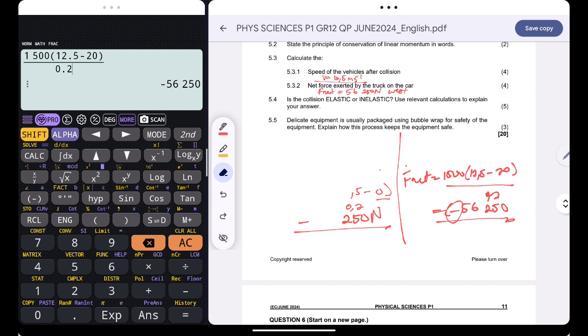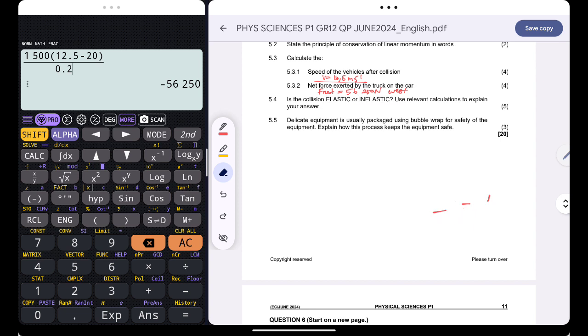Okay, and then now I'm being asked, is the collision elastic or inelastic? Use relevant calculations to explain your answer. I must find the sum of the kinetic energies before collision. This will be the kinetic energy of body A plus the kinetic energy of body B. Body A was stationary, guys, before collision. So its velocity is 0 meters per second, and hence the kinetic energy is 0 joules.